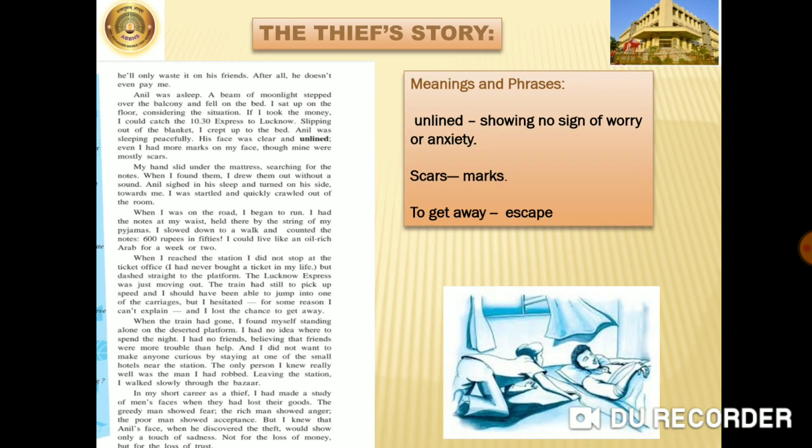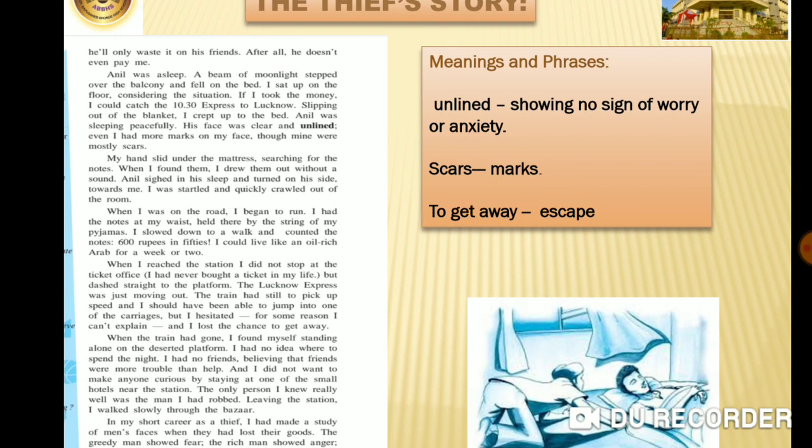So what he does is this. Anil was asleep. A beam of moonlight stepped over the balcony and fell on the bed. I sat up on the floor, considering the situation. So he was thinking, that night Hari Singh could not sleep. He was only thinking how to rob the money.